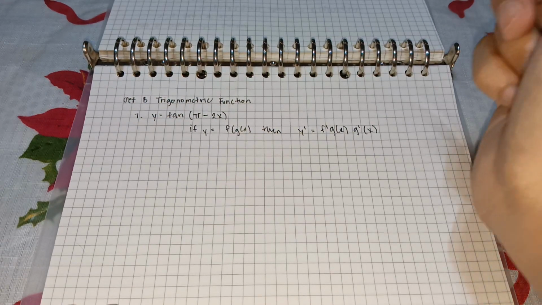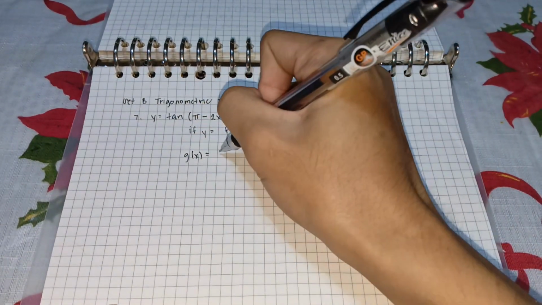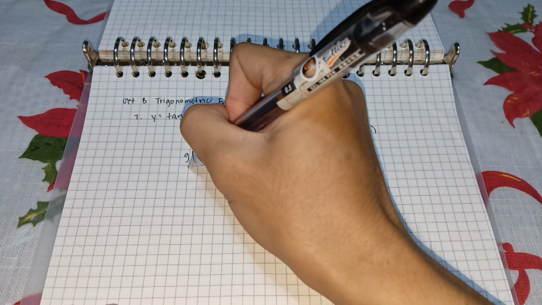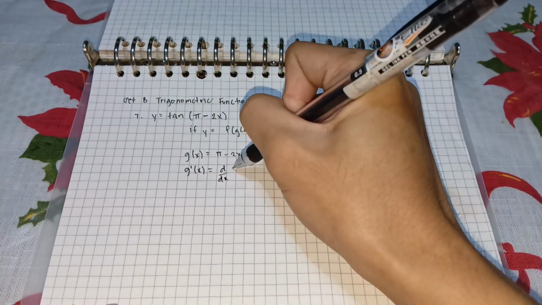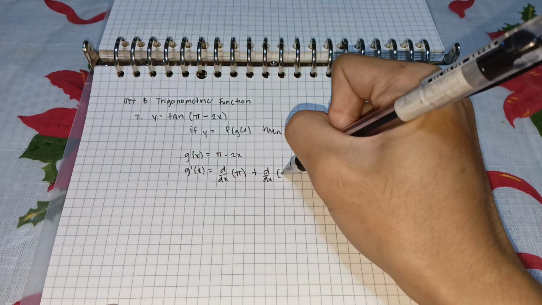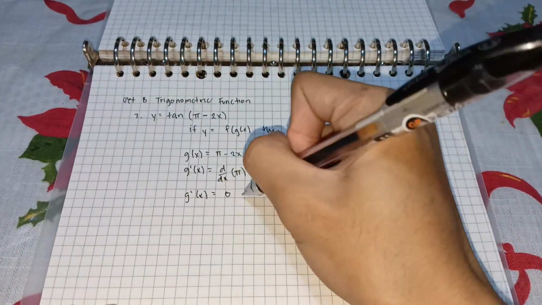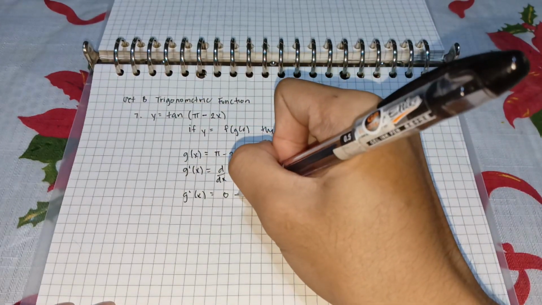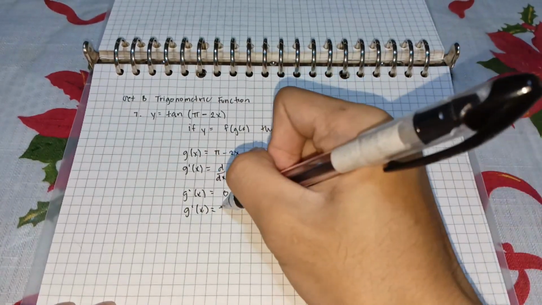Now first, we'll need to find the derivative of g of x. g of x is pi minus 2x. To find the derivative of this, g prime of x is equal to d over dx of pi plus d over dx of minus 2x. The derivative of pi is 0. The derivative of negative 2x is negative 2. Zero minus 2 is negative 2.